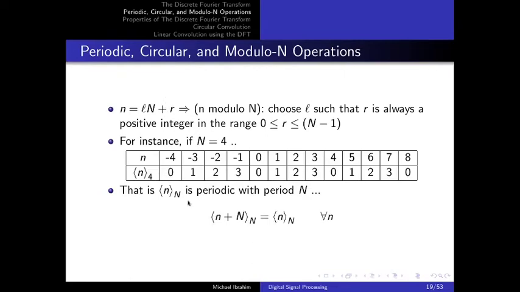So as we can see, the modulo operation is periodic, so we can write down that n plus N capital modulo N is equal to n modulo N. So if, let's say, n is 0, then 0 plus 4 modulo 4, which is 4 modulo 4, is equal to 0 modulo 4, is equal to 8 modulo 4, and so on. So the modulo operation itself is periodic, with period N capital.